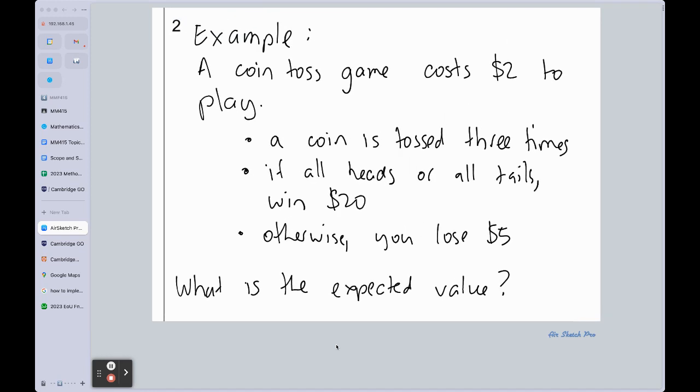Here's the example here. A coin toss game costs $2 to play, and here are the rules and the outcomes. The coin will be tossed three times. If you get all heads or all tails, you'll win $20. Otherwise, you'll lose $5. What is the expected value? In other words, if you play this game quite a few times, what would the expected value end up? What would you expect to get at the end of those quite a few times?